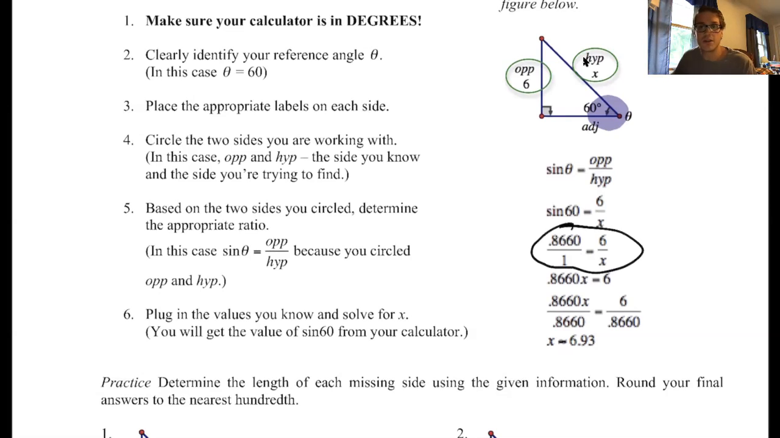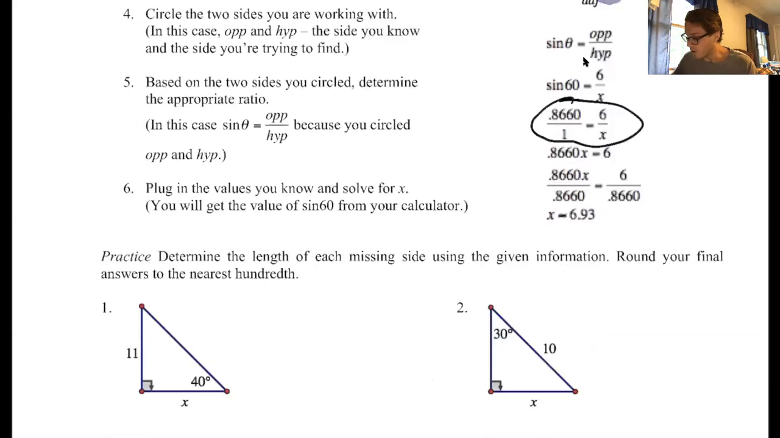All right, so we have 0.8660 equals 6 over x. We got to solve for x here, which means we multiply both sides by x to get the x out of the denominator. Then we'll have to divide by the 0.8660. And in this case, we'll get x is approximately 6.93, or our hypotenuse is approximately that much.